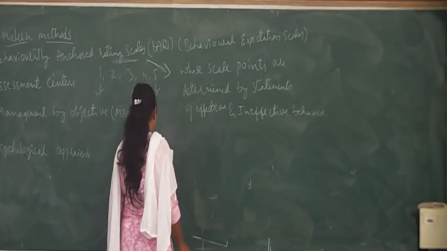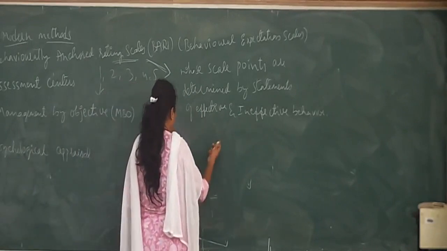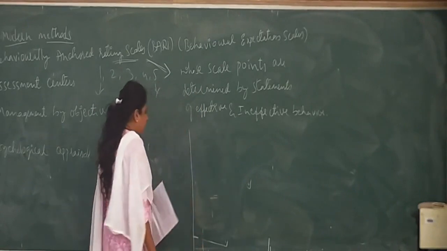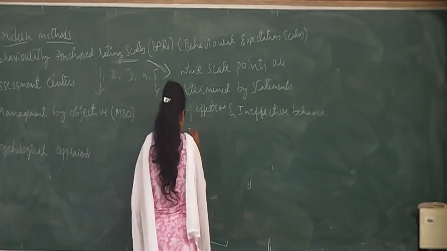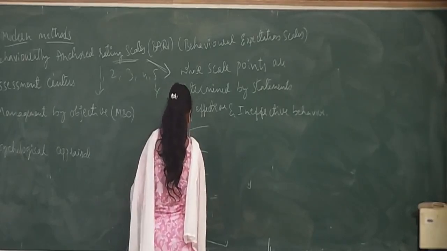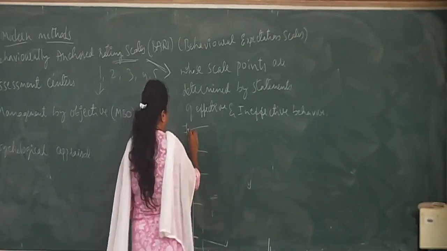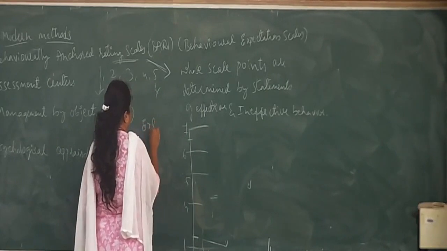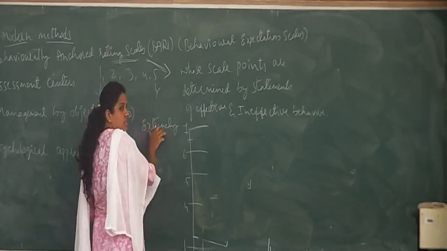So what are the scales here? These are the range of descriptive statements describing behavior from least to the most effective. So usually the bars format would look like this. Here on one side there will be ratings, like this, up to 1, and here rating scales are given with certain performance parameters.